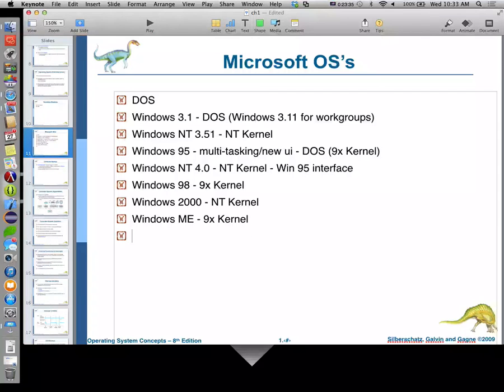Next operating system. 2003. Nope. XP? Yep. Windows XP. Which kernel was Windows XP? Since everything worked, I would assume it was the consumer one.